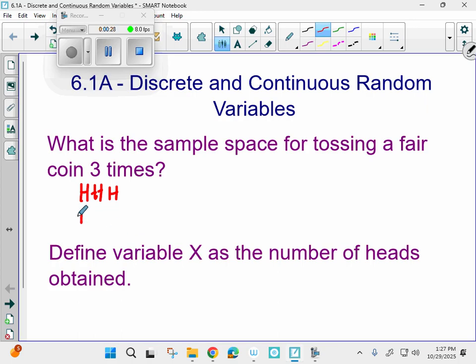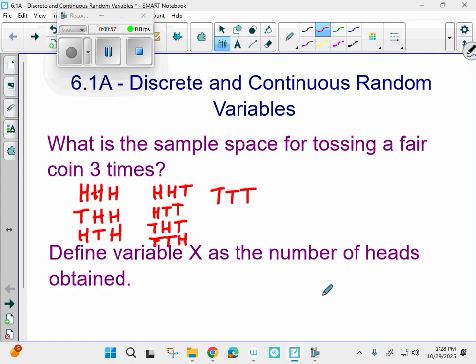It could be tails, heads, heads, or heads, tails, heads, or heads, heads, tails. We could also get 2 tails and 1 head, so I need every combination of 2 tails and 1 head. So it could be heads, tails, tails, or tails, heads, tails, or tails, tails, heads. And the last choice here is we could get all tails. So there's 8 different ways that you could flip a coin and get heads or tails.